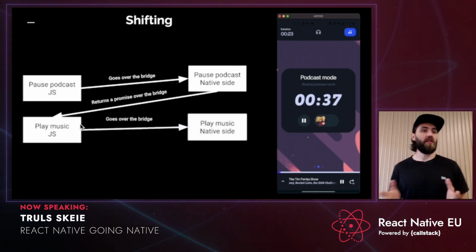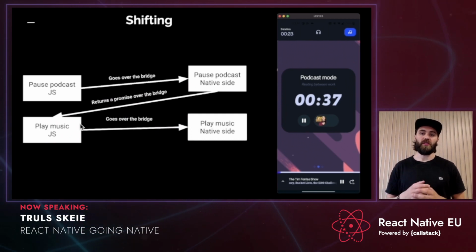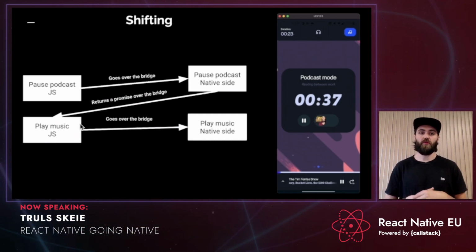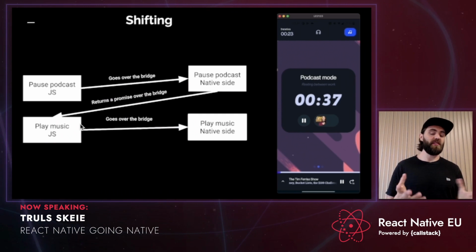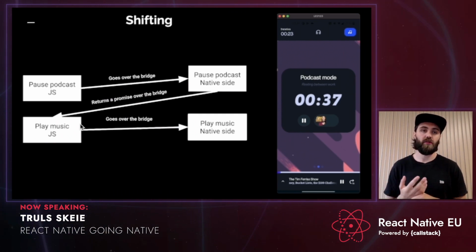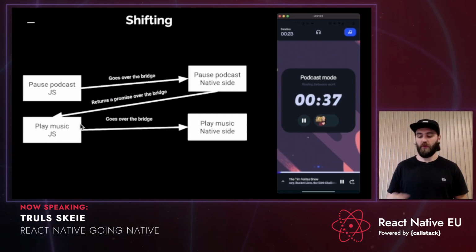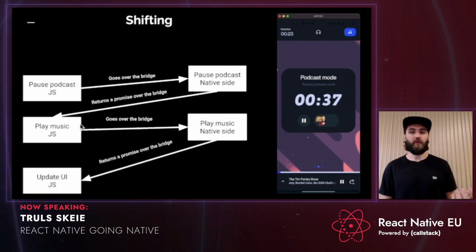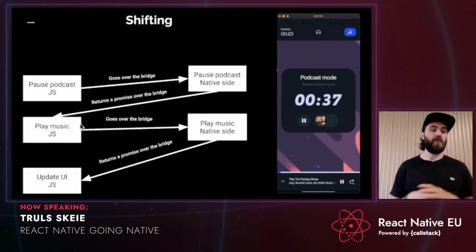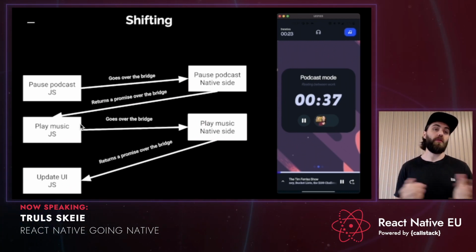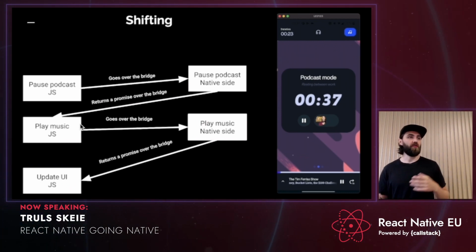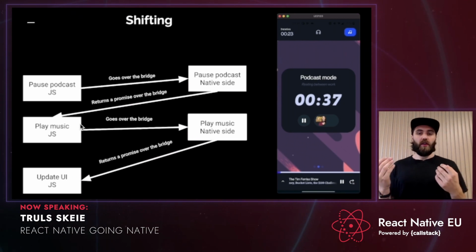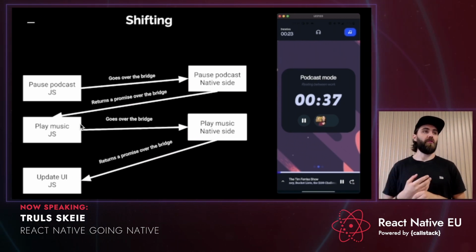And the music does the same. So for music, we are using a package called React Native Spotify to play Spotify. And for mixtapes, we are using a package we have built on our own. And then the same process here, it returns a promise over the bridge when the play has started, and we can finally update the UI. So you can see here we are going a bit back and forth over the bridge.